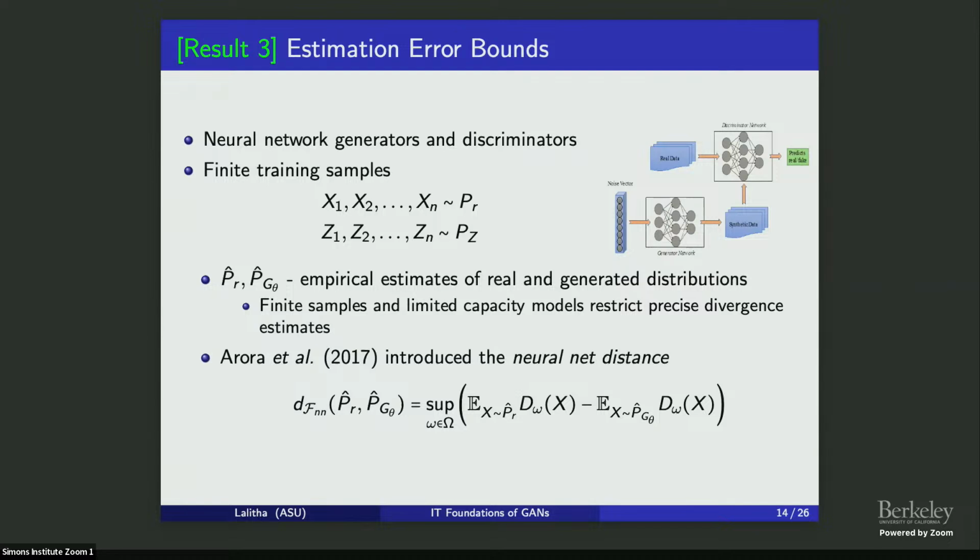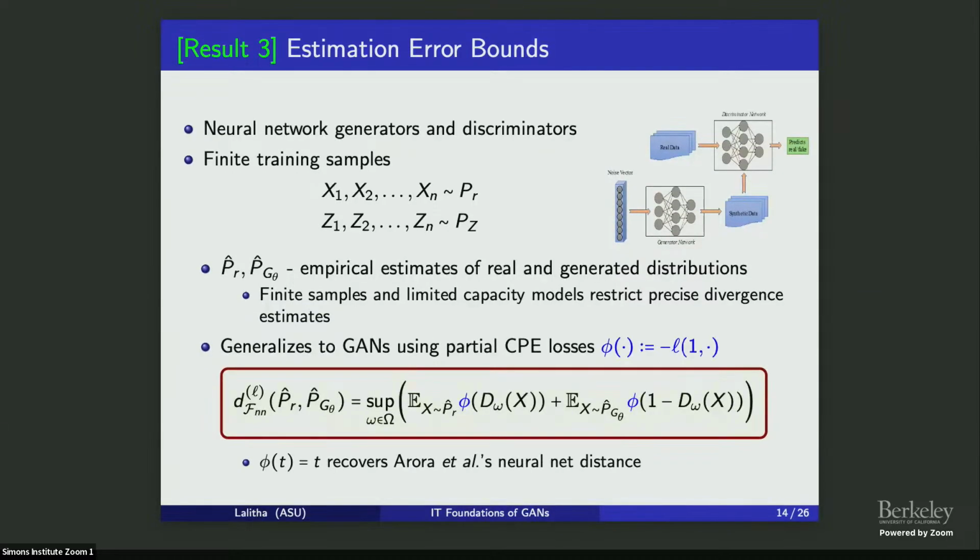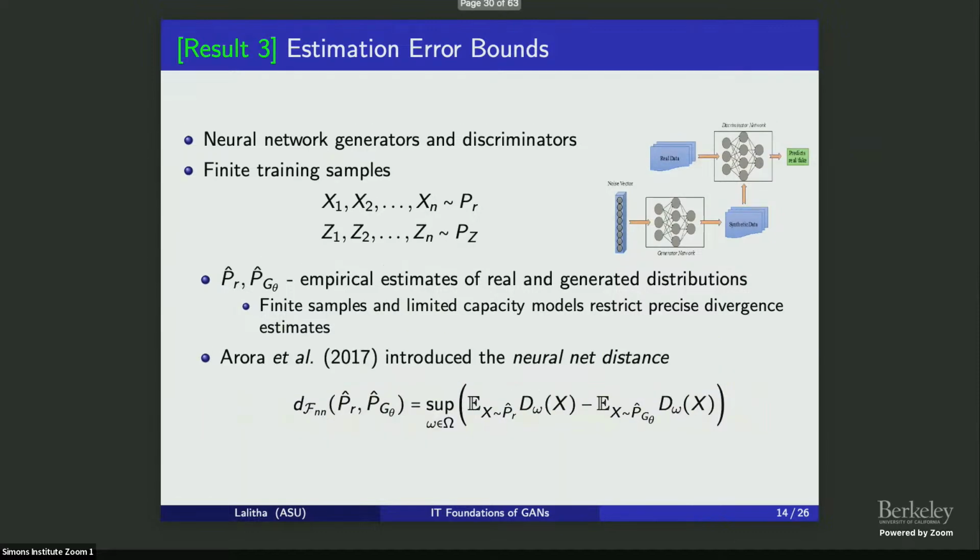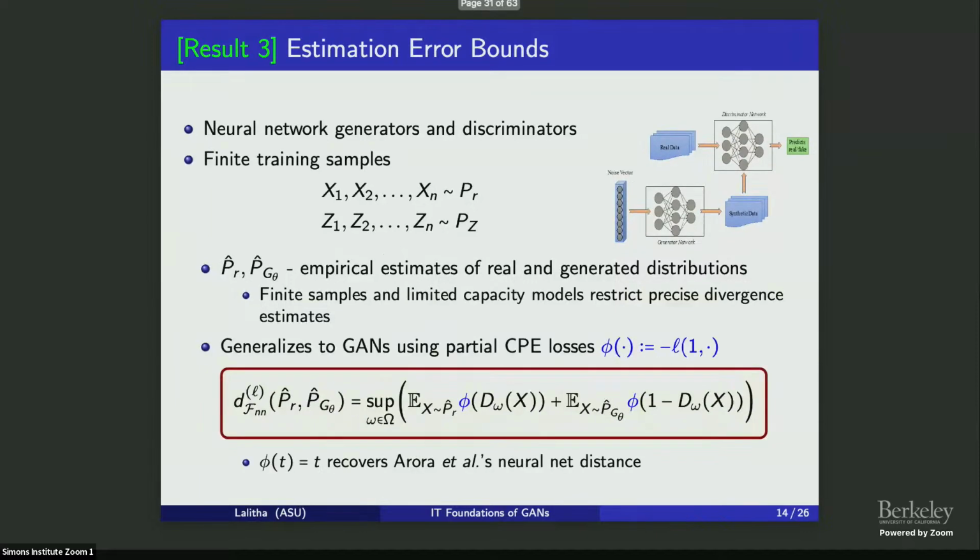So in this setting, we define this as a proxy for divergence. And this proxy, they call it the neural network distance. Okay, so this is now going to be used to evaluate how good is your model that you learned. First thing we can do is take that neural network distance and generalize it as follows.